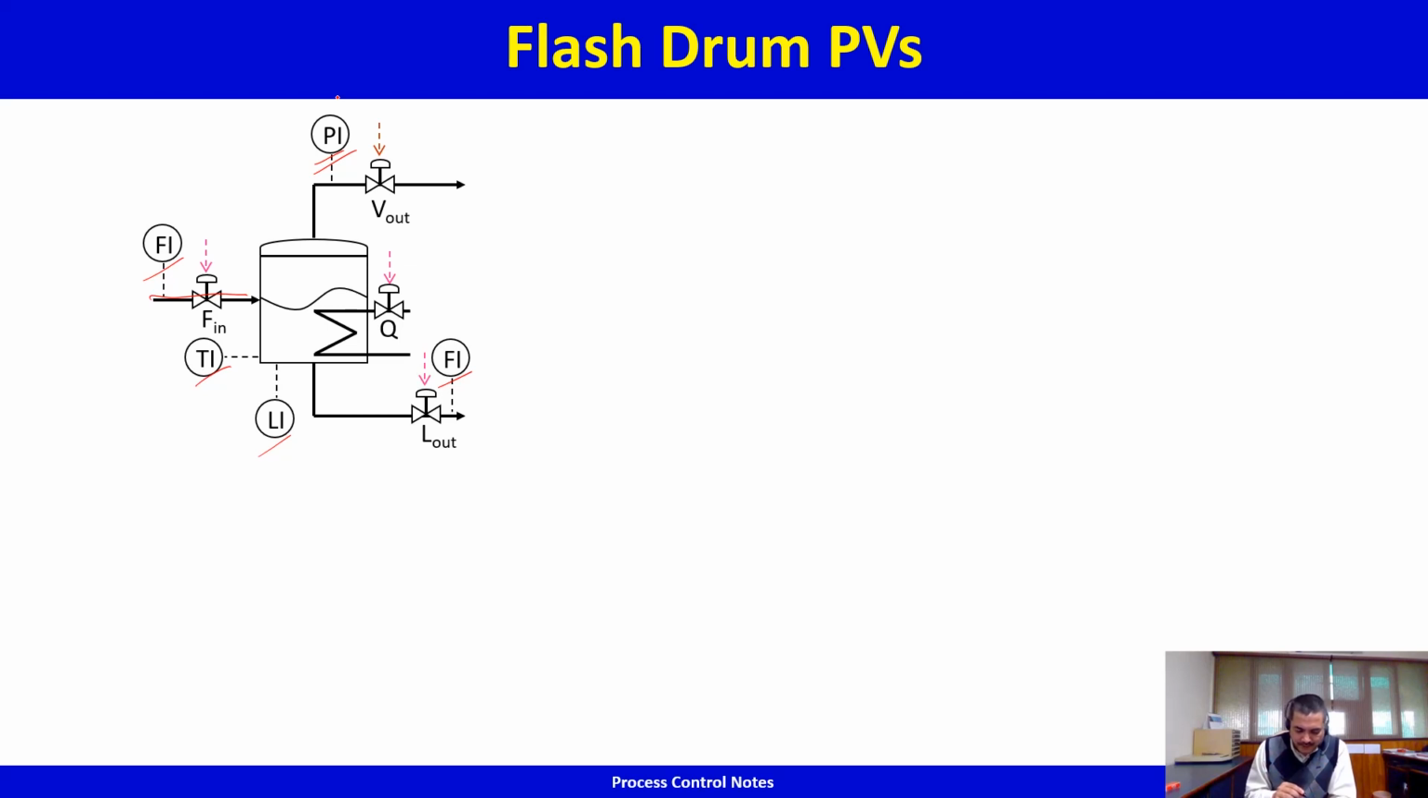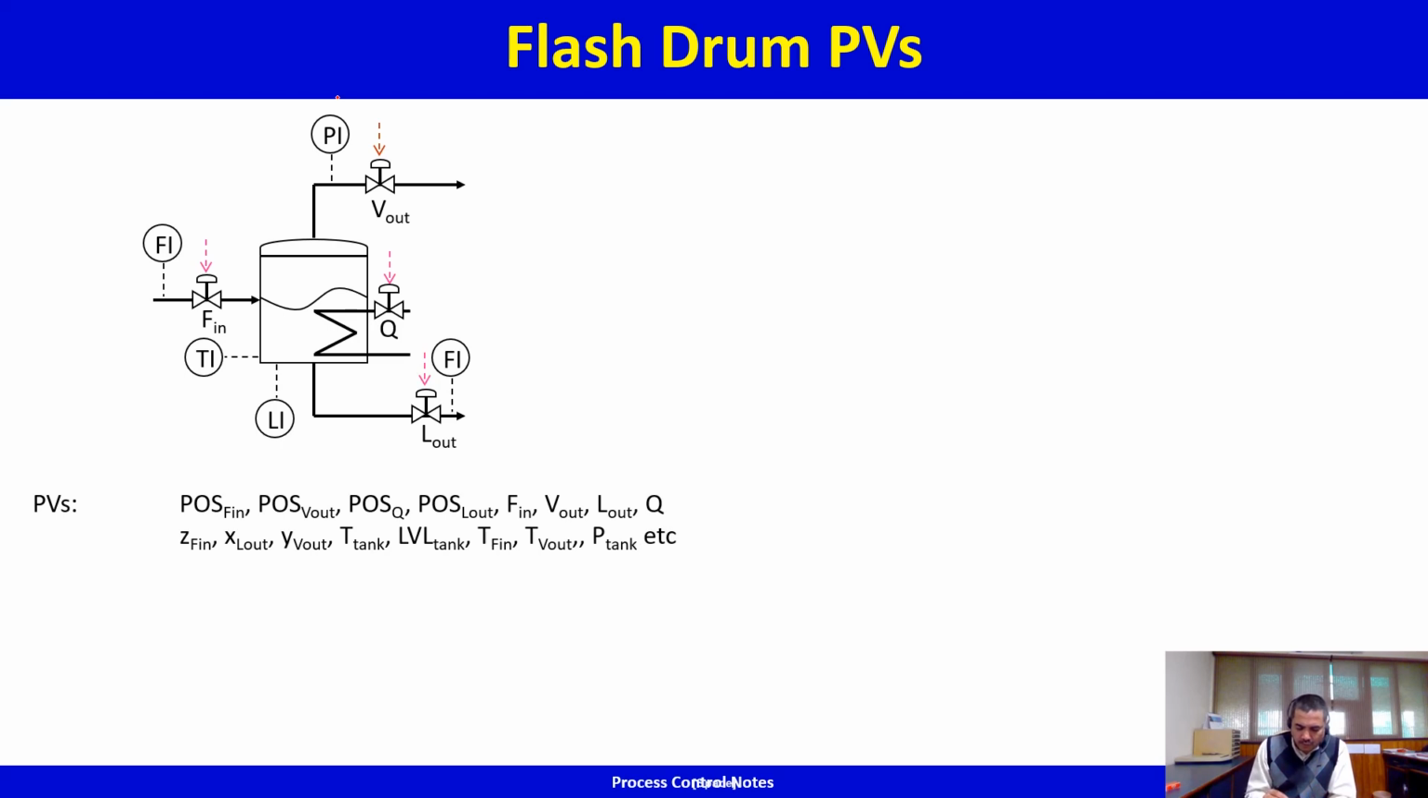So in this situation, what are my process variables? Key process variables is what I would say. So you got the position of the four valves: F in, V out, L out, and the steam valve. Let us say you're heating using steam. You've got the flow in rate, V out rate, L out rate, and the heat transferred to the liquid.